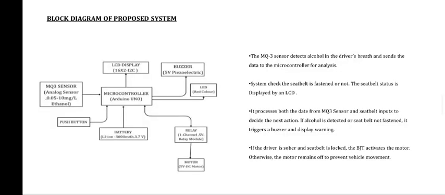Block diagram of the proposed system. The block diagram shows how the system works. The MQ3 sensor detects alcohol and sends analog data to the Arduino. The seatbelt switch acts as a digital input. The Arduino processes both inputs and decides whether the motor should run. A buzzer and LCD are used to alert the user of unsafe conditions. If safety conditions are met, a BJT activates the motor to run.